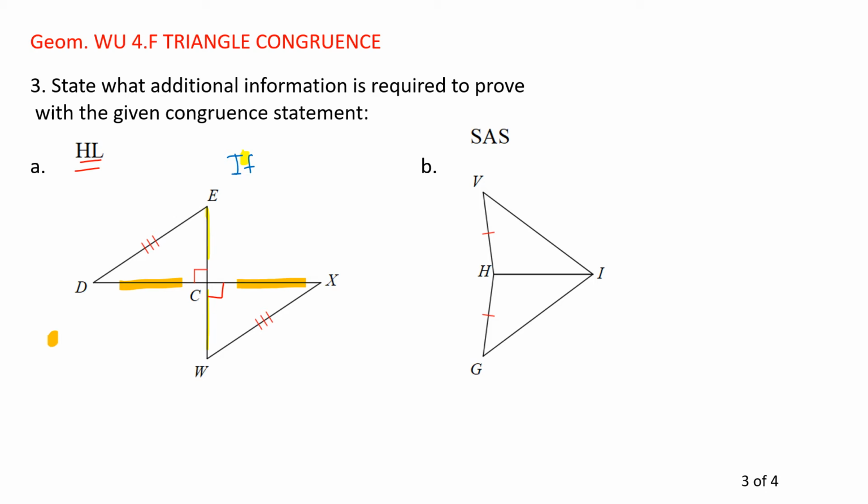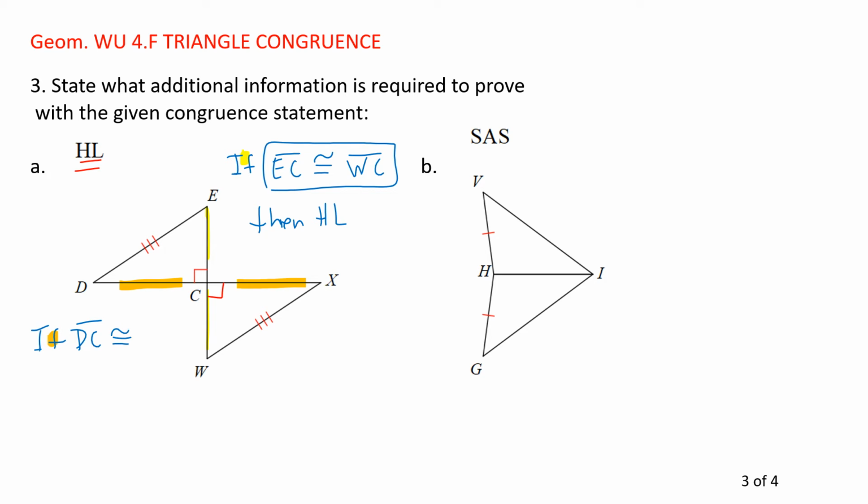If EC is congruent to WC, then I would have hypotenuse leg. Perfectly acceptable. But I could also do it with the other leg. It doesn't really matter. So if segment DC is congruent to XC, then I would also have hypotenuse leg. You obviously don't need both of them. You only need one. How about this next one?